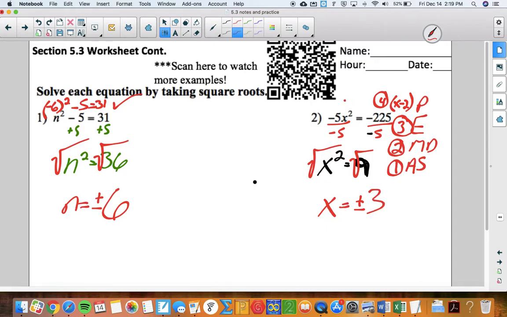If you plug negative 3 in here and then square it and then multiply by 5, it would equal negative 225.